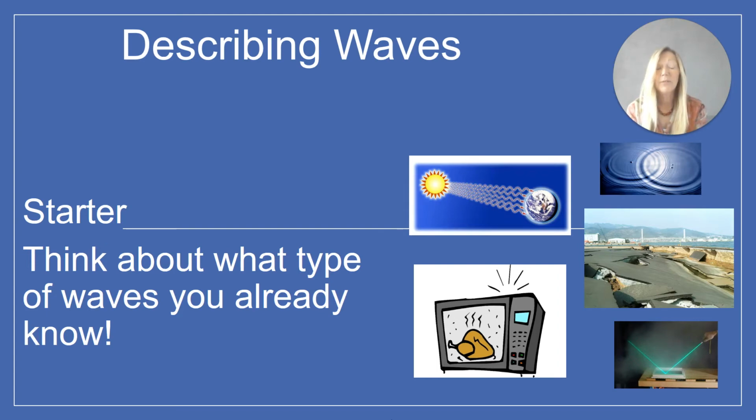This lesson is about waves. Before we start, just think about the type of waves that you may already know. So hopefully the pictures gave you a bit of a clue there. We already know about water waves, microwaves, seismic waves, light waves, and you may have realised that the rays that come from the sun are also a type of wave.